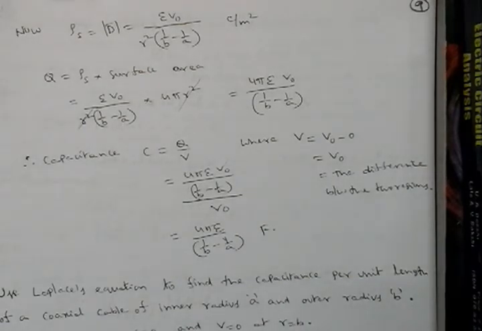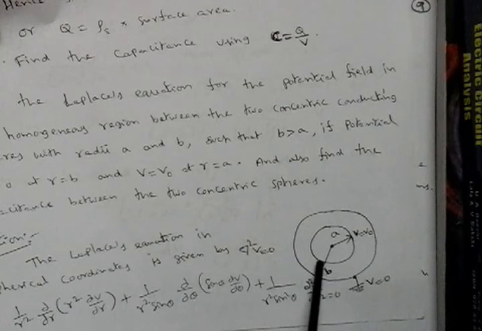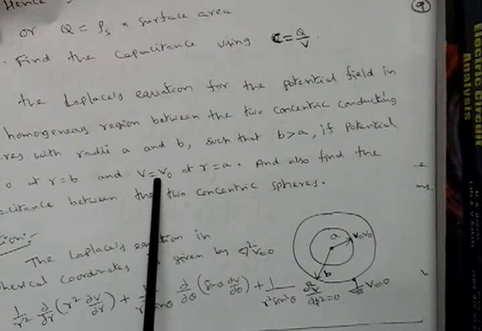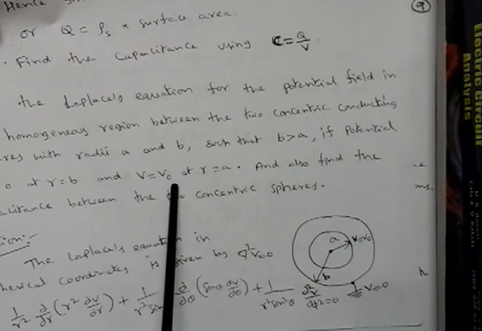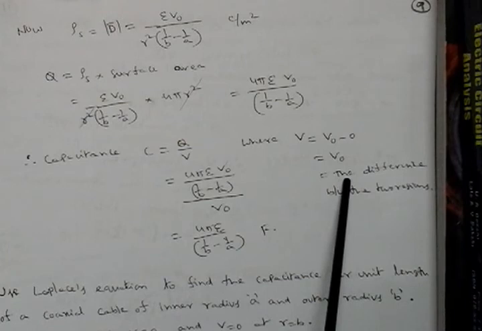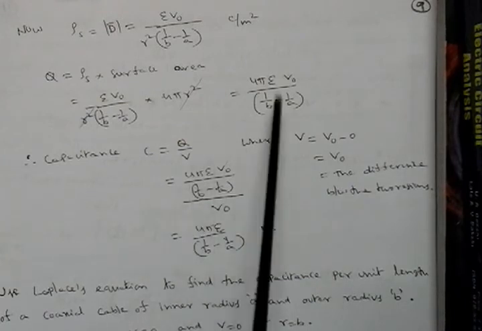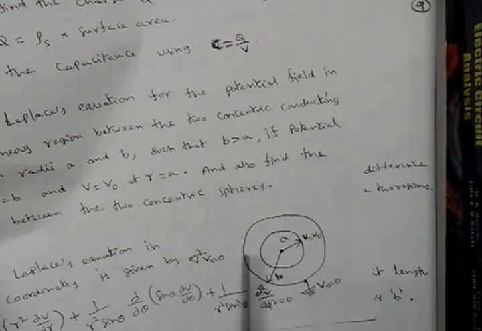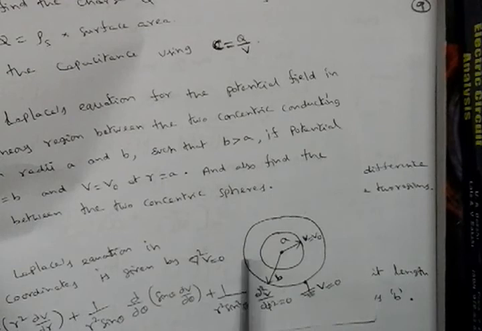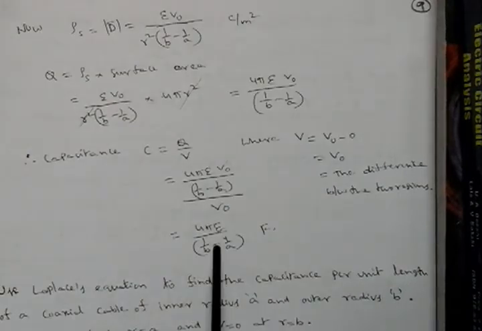Here, how to analyze this V? V means the potential difference between the two conductors, the inner conductor and the outer conductor. The inner conductor potential value is how much? V naught. The outer conductor potential value is how much? 0. The potential difference between these two, V naught minus 0, is equal to V naught. That means V is equal to V naught only. So therefore capacitance is equal to Q divided by V naught. This gives the capacitance existing between the inner conductor and the outer conductor.